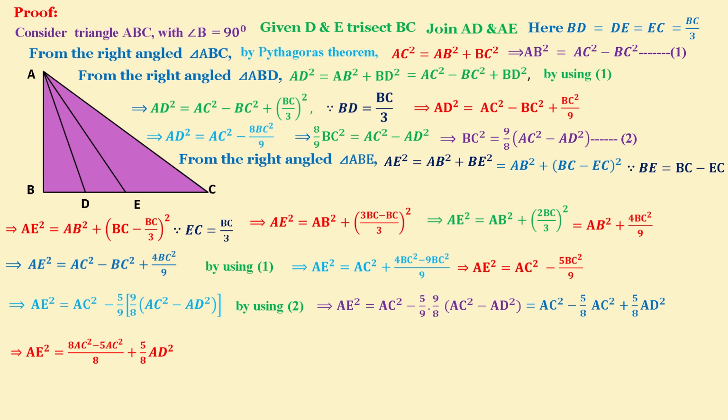Grouping these two, taking LCM, 8 AC square minus 5 AC square by 8 plus the second term 5 by 8 AD square. Therefore AE square is equal to 8 minus 5, 3 by 8 AC square plus 5 AD square by 8. Again 8 is the common LCM on the right hand side, so AE square equals 3 AC square plus 5 AD square by 8. Multiplying by 8 on both sides, 8 AE square is equal to 3 AC square plus 5 AD square, which is to be proved.